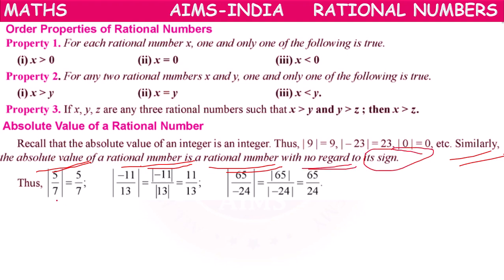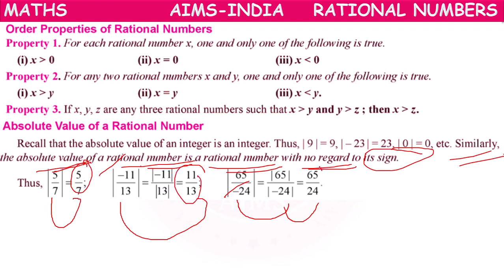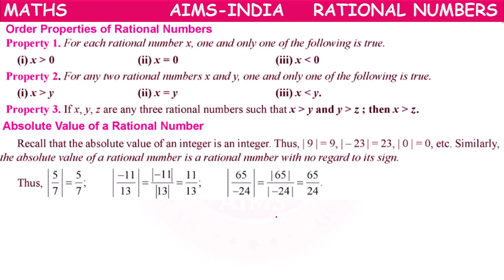The modulus of 5/7 equals 5/7. The modulus of minus 11/13 equals 11/13. For 65/minus 24, we take the modulus and then write the value. The negative sign may be in the numerator or the denominator, but no need to consider that. The absolute value will always be positive, like integers. This is about absolute value.